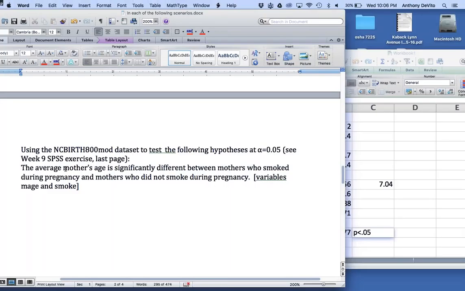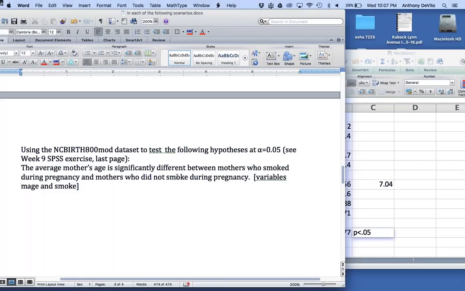Okay, that the average mother's age is significantly different between mothers who smoked during pregnancy and mothers who did not smoke during pregnancy. Is that going to be a paired sample or an unpaired sample? We're going to have two groups, right? One is mothers who smoked, and the other is mothers who did not smoke. So is that a paired sample or an unpaired sample? Not paired, right? We get that?